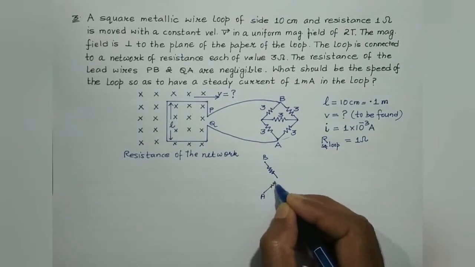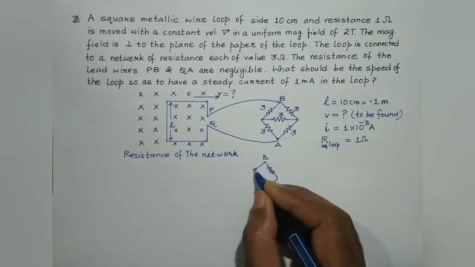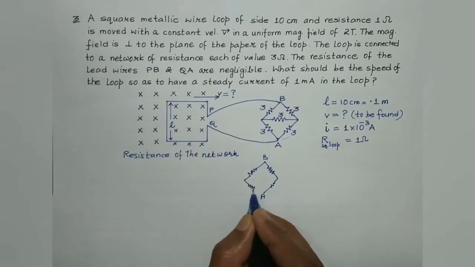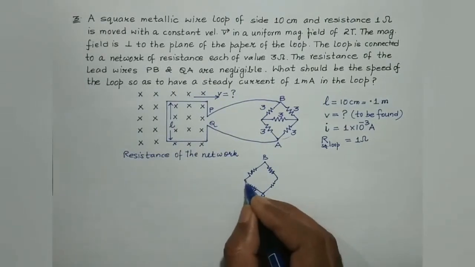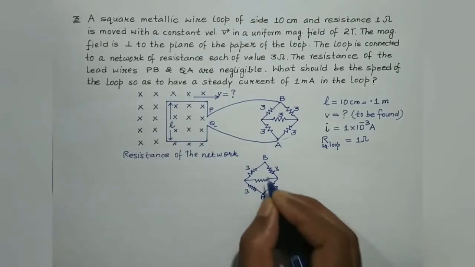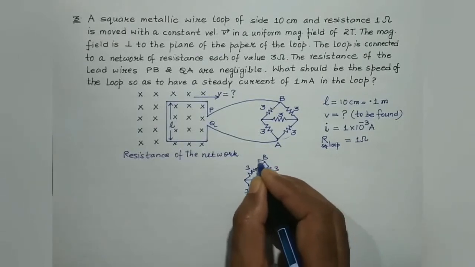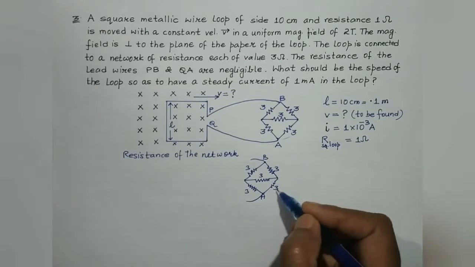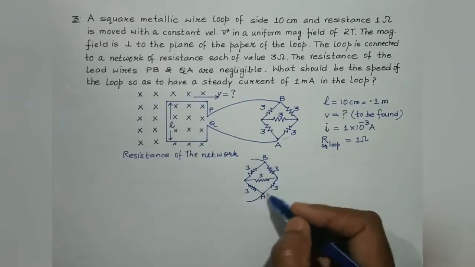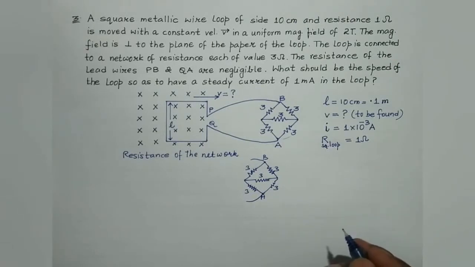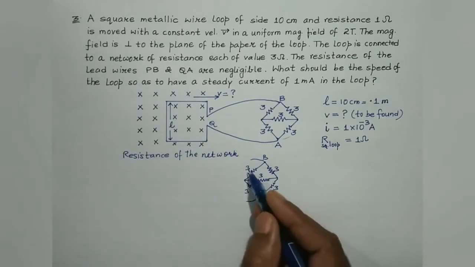These are the 4 resistors which are connected in the form of a bridge. And this is the 5th one. Each has a value of 3 ohm. Right, now look. P by Q is equal to R by X. So it's actually a balanced Wheatstone bridge. So 3 by 3 is equal to 3 by 3.